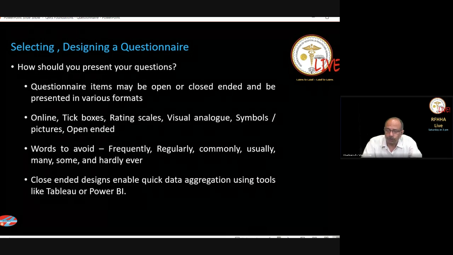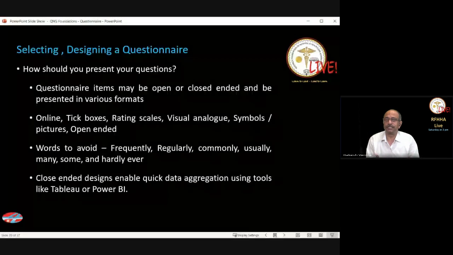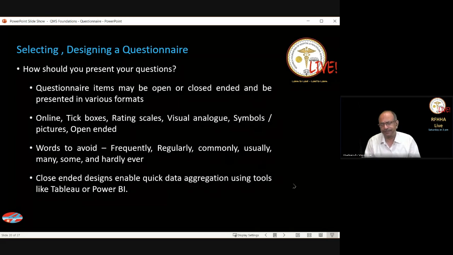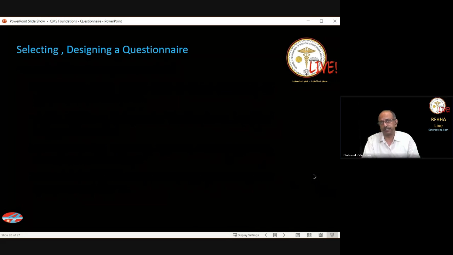Close-ended designs enable quick data aggregation using tools like Tableau or Power BI. Now, close-ended designs means you have limited the options that the respondent can answer. So you have 5 options, 6 options, 3 options, whatever options you have decided, but it's close-ended. The respondent cannot just write anything that they feel. So these questions are easy to compile, easy to aggregate, and you have lots of business intelligence tools. The BI stands for business intelligence. There are Tableau or Power BI, and many tools available. These tools can be used for quick analysis of data for such questionnaires.